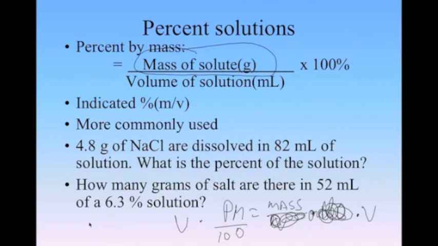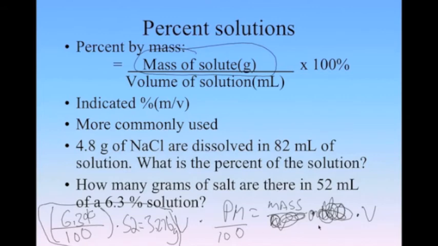We take our percent by mass, which is 6.3%, all divided by 100, and multiply all of it by 52 milliliters, and that will give us a mass of 3.276 grams. It's a little bit different algebra than what we've done lately, but we can still use algebra to figure out what we have, solving for the mass of the solute.